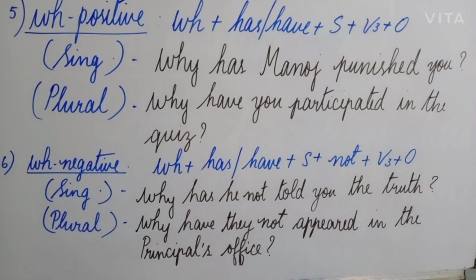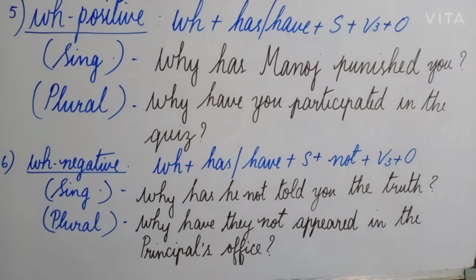So let us look at the examples. Why has Manoj punished you? So why is the WH question. Then we have got the subject, that is Manoj is the subject. So the supporting verb has to agree. So then that is why we use has over there. Why has Manoj. Then comes the main verb. Punish is the base form of the word and it is a regular verb. So you just have to add ed. Then it becomes the verb 3 form and then the object you.